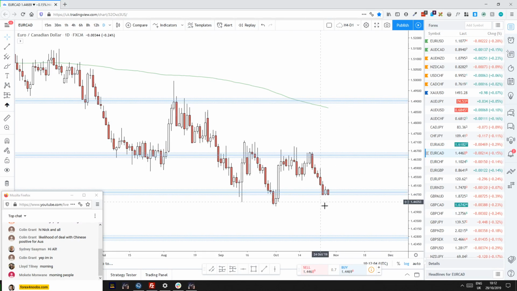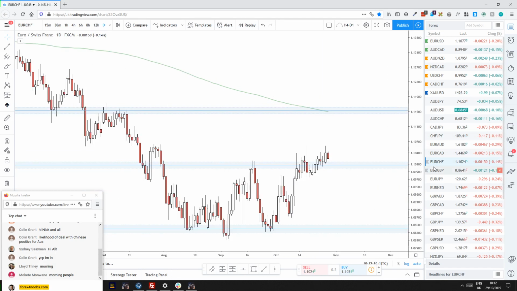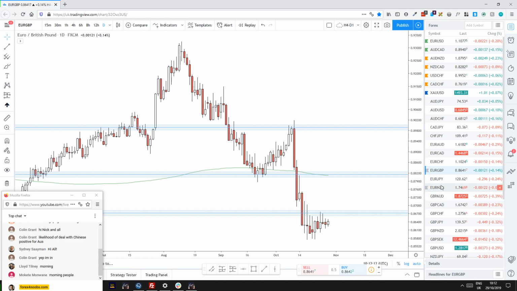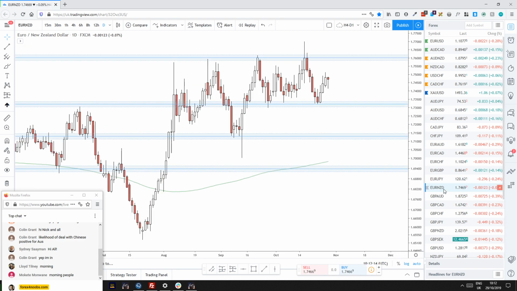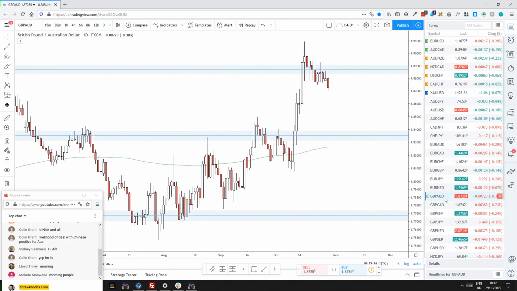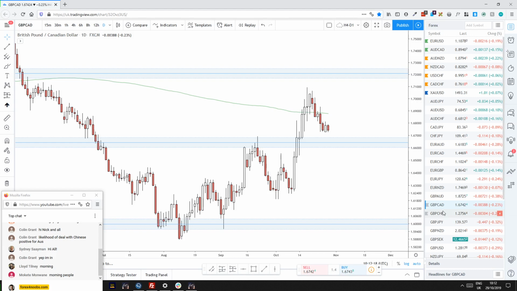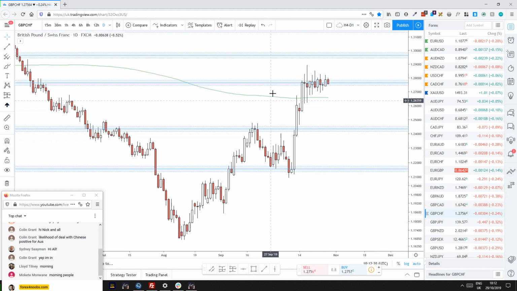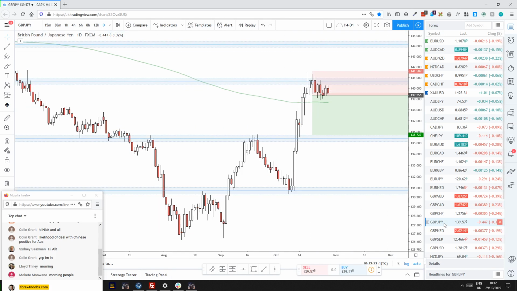You know what? I'm not even going to mark it because I'm just not interested in it. The support area is unclear. I'm not even that bothered with trading the euro at the moment with all the Brexit stuff happening. Look at GBPCHF. That's sideways movement. It's crazy.